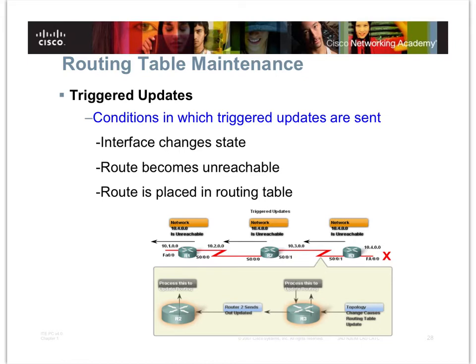So for EIGRP, what are the conditions based on which we send these triggered updates and bounded updates? The conditions are easy. The first one is that once the interface state changes, this interface goes up or goes down. That's a state change, in which case I have to send triggered, partial, and bounded updates. Or a route becomes unreachable.